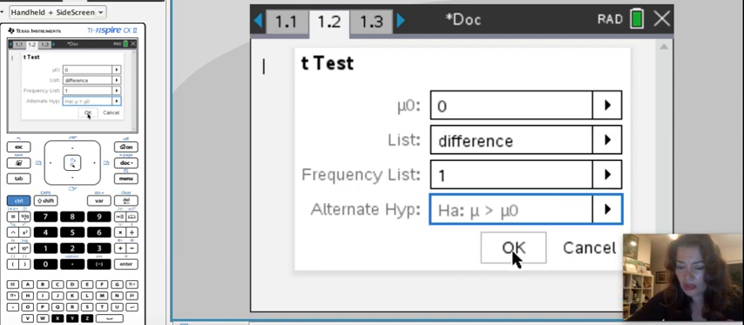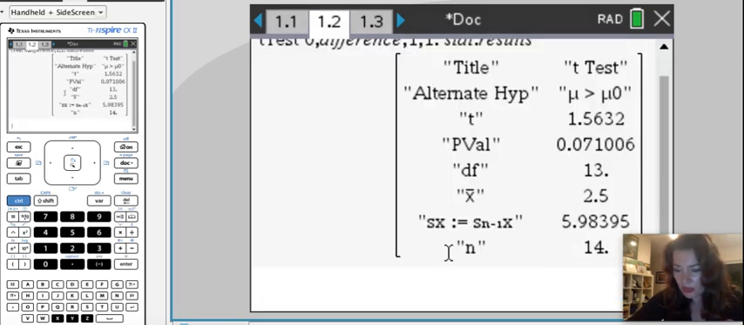So going to that, here are my results. And you can see from here, I get a p-value. I get the mean is 2.5. Now, obviously 2.5 is greater than 0, but is it significantly greater than 0 is what we should be asking.